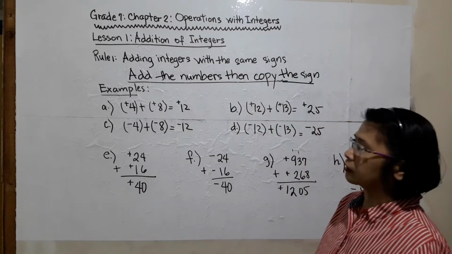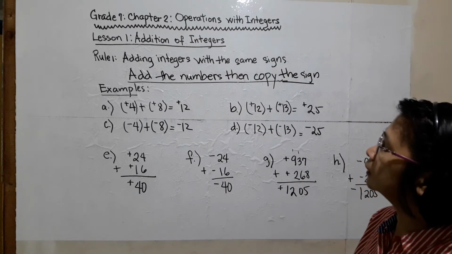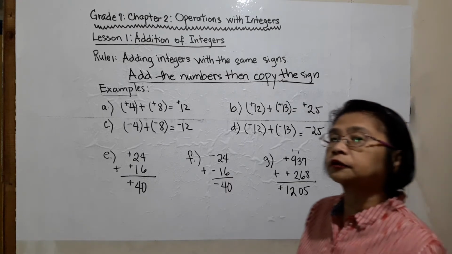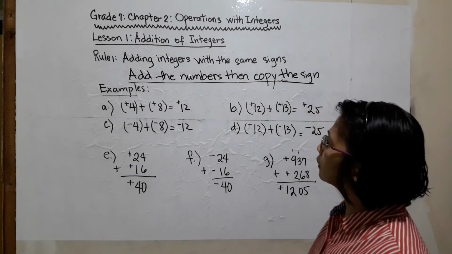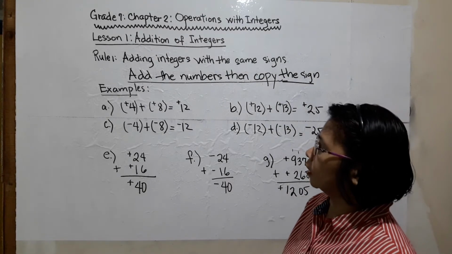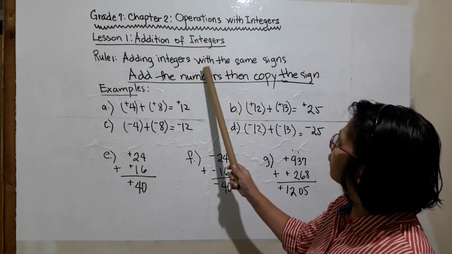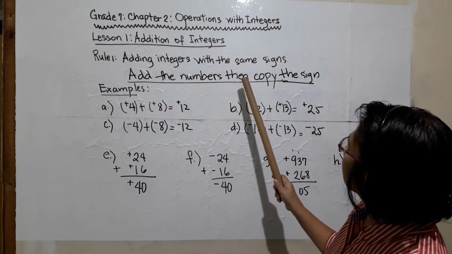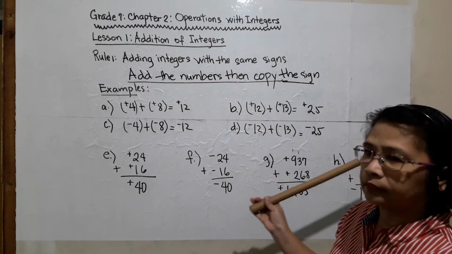Chapter 2, Operations with Integers. Lesson 1 is addition of integers. There are two rules to follow in adding integers. Rule number 1: adding integers with the same sign, we have to add the numbers, then copy the sign.